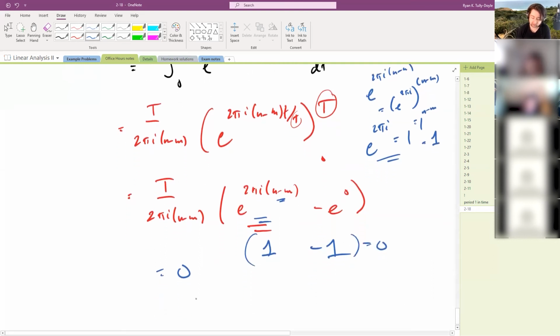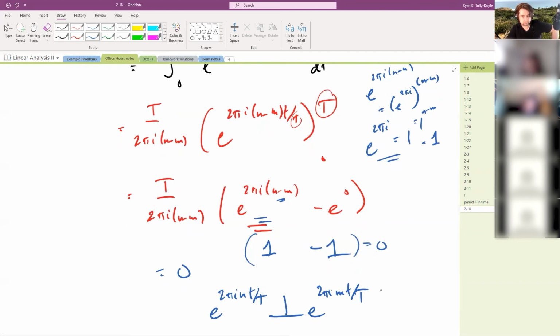And that is all it takes. What you've just shown me is that e to the 2 pi i n t over T is perpendicular to e to the 2 pi i m t over T, because their dot product was nothing. That makes sense. Thank you.